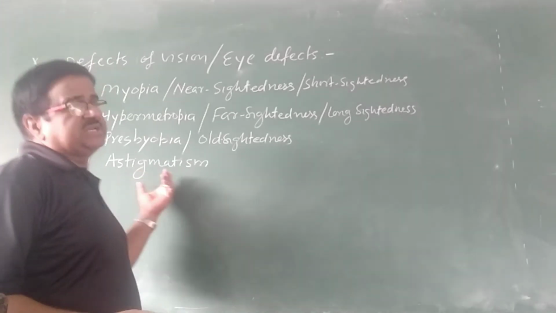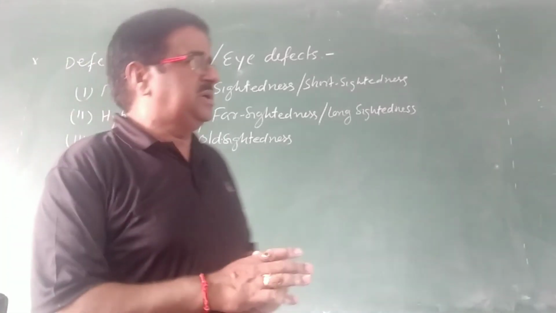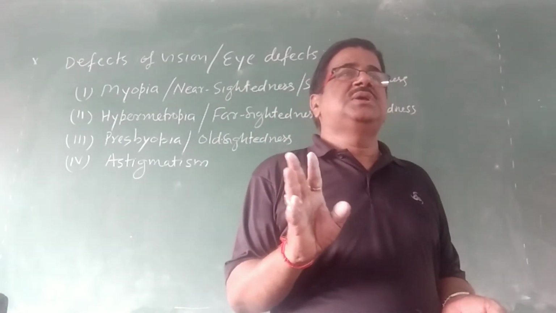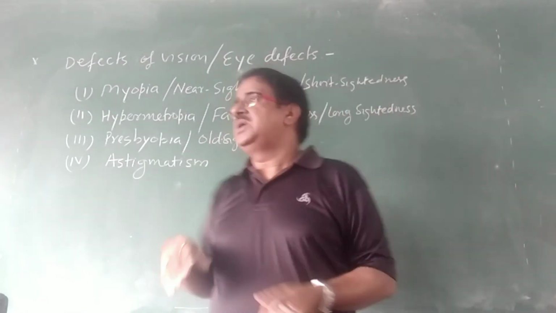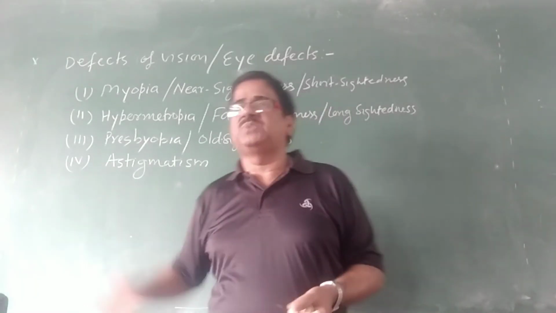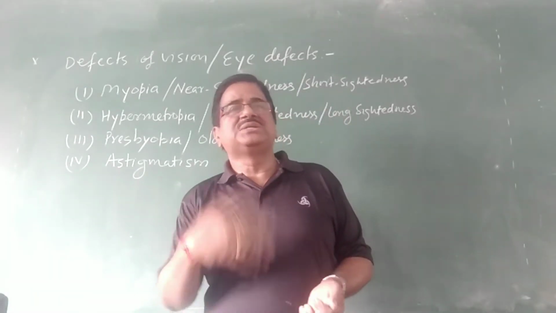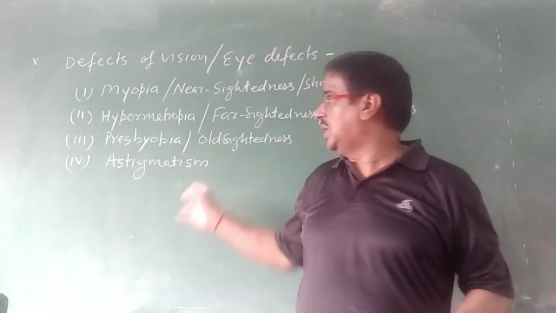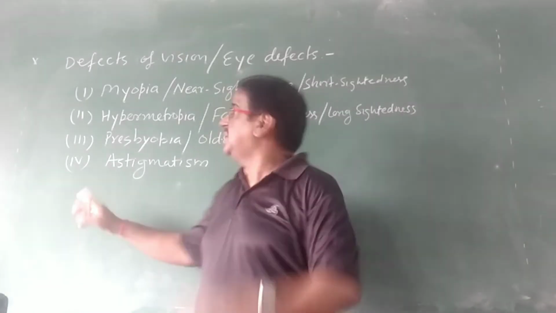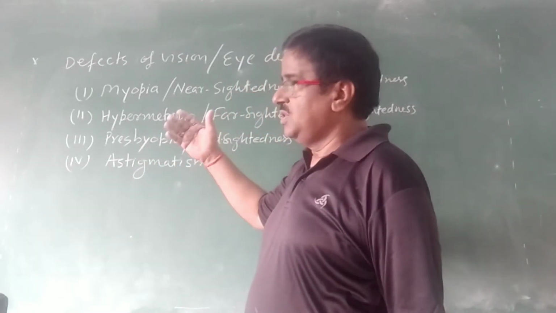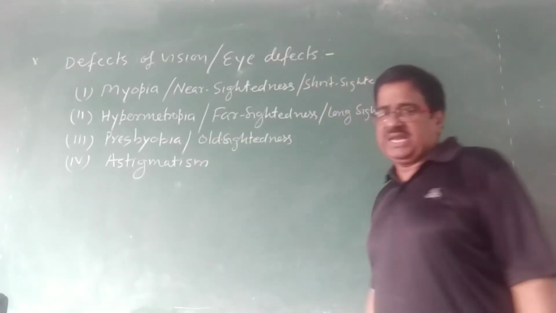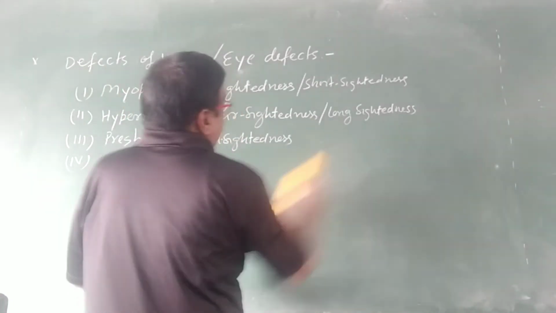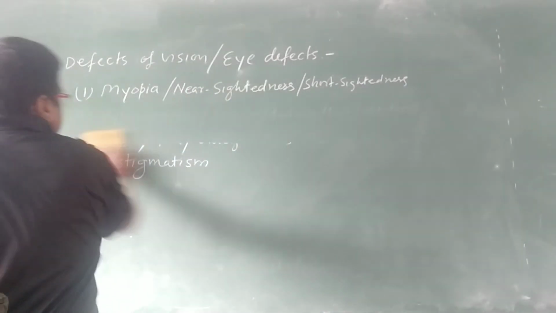This is astigmatism, where you see more than one object. The object is only one, but when you are suffering from astigmatism, you will see 2 or more objects. That type of defect is called astigmatism. I will explain it one by one. First of all, I am going to explain myopia.